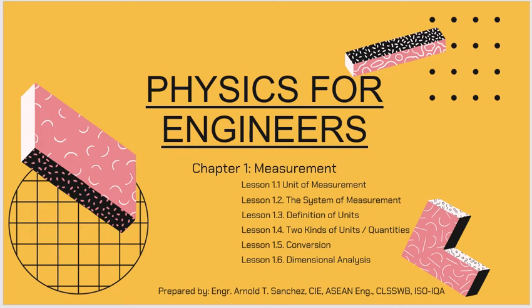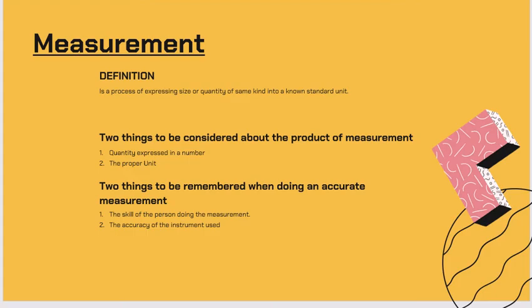So to begin with our discussion, let's first define measurement. Measurement is the process of expressing size or quantity of the same kind into a known standard unit. Ibig sabihin nun, measurement is the combination of the measurement or yung exact unit. Pagka sinabi nating standard unit, it can be a measure of length, time, or yung ating weight.